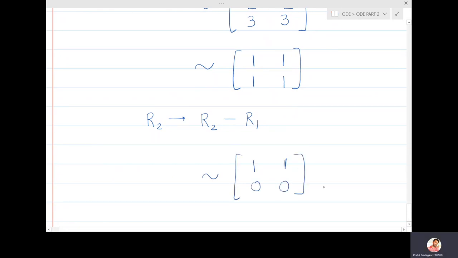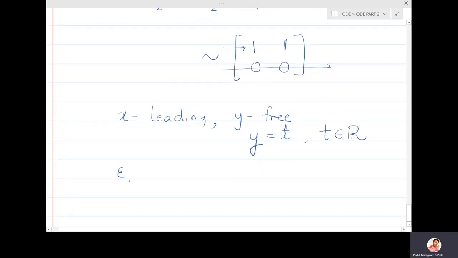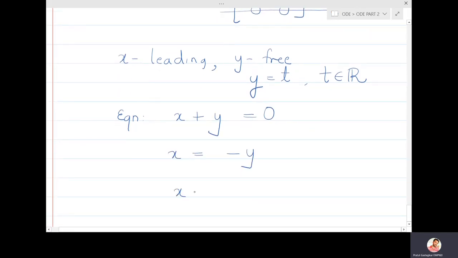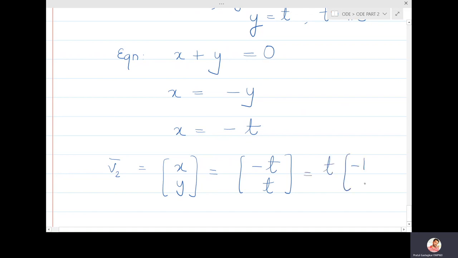0, 0. And here I see that the second variable y is free and x becomes the leading variable. So x is leading and y is free. So I will put y equal to t, where t is a real number. The equation I will get from the first row will be x plus y equal to 0, and therefore x is equal to minus y. And y is t, so x is equal to minus t, and therefore the second vector will be x comma y equal to minus t, t, and when I take t common, I get minus 1, 1. You can also take minus t common. If you take t common or minus t common, it will not make a difference.